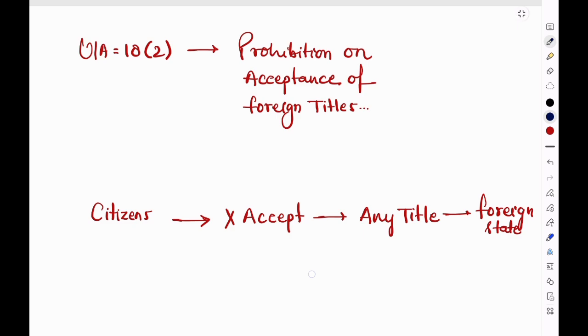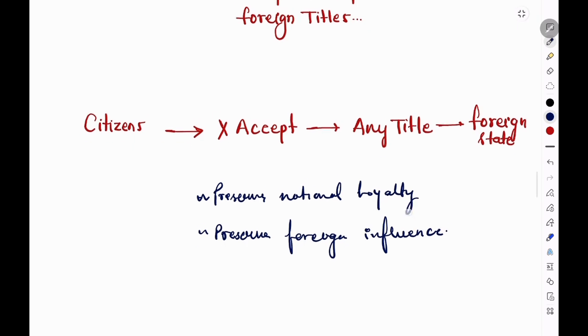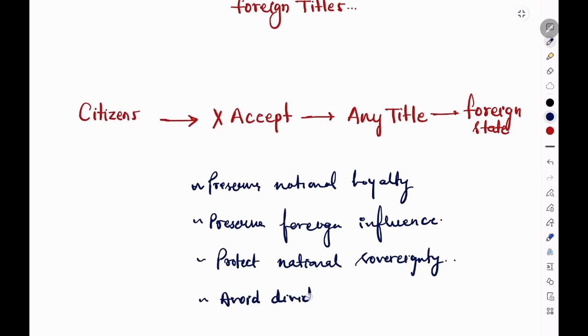Basically, the purpose here is to preserve national loyalty, protect against foreign influence, protect national sovereignty and avoid divided allegiance. The philosophy of the Constitution is that the citizen's primary loyalty must remain with India, and a foreign government should not create any privileged class among Indians, because a foreign title may create obligation toward foreign powers, may influence public conduct, may undermine national independence, and may create distinction among citizens.